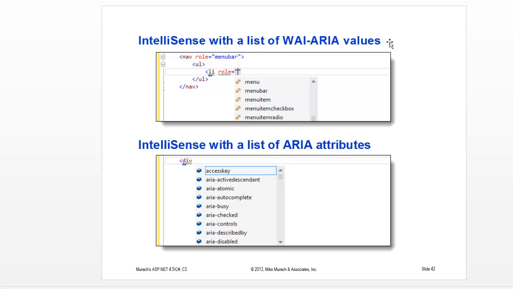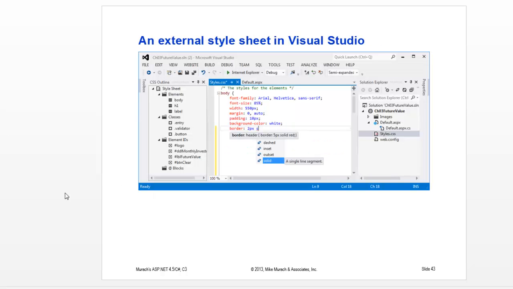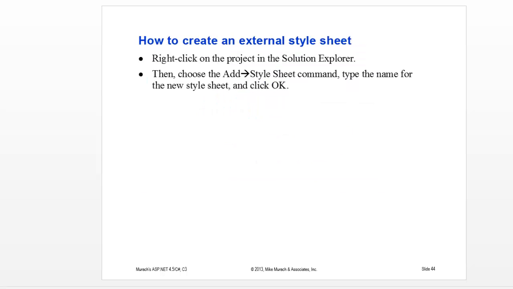And accessibility is a major topic for web designers, especially. You want to be able to make your website accessible to as many users as possible, and this especially includes disabled users. Okay, so they show you an external style sheet in Visual Studio. We'll see all that when we do some examples.